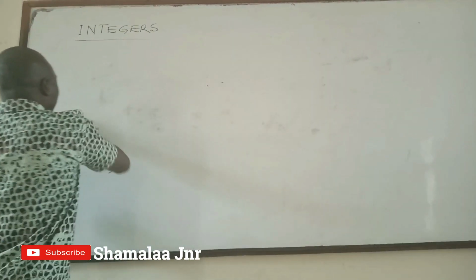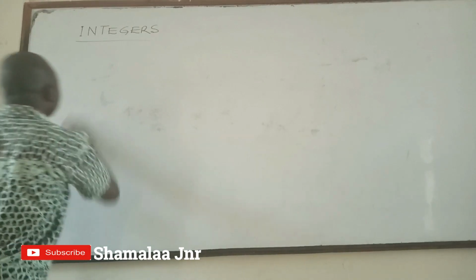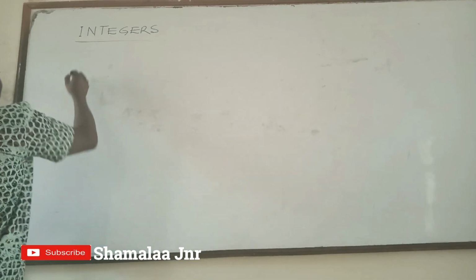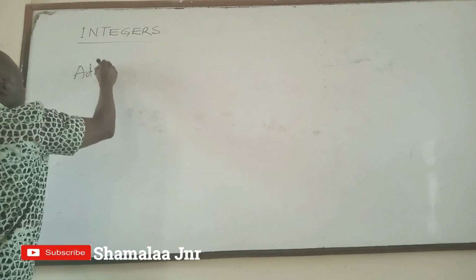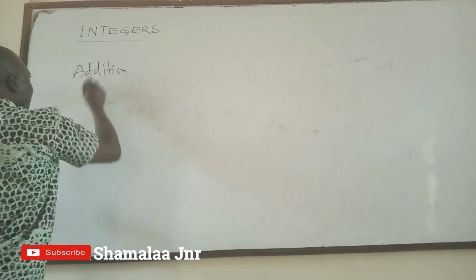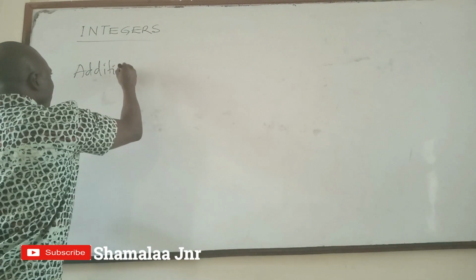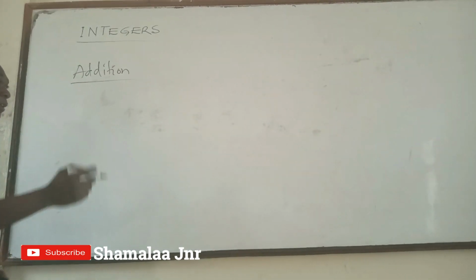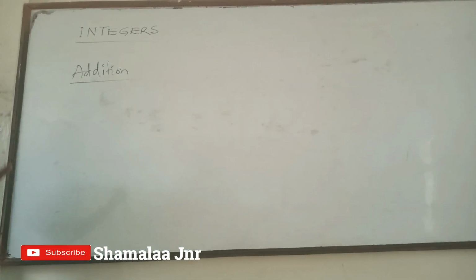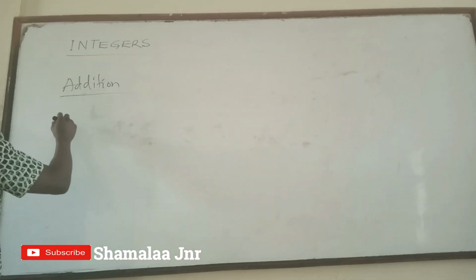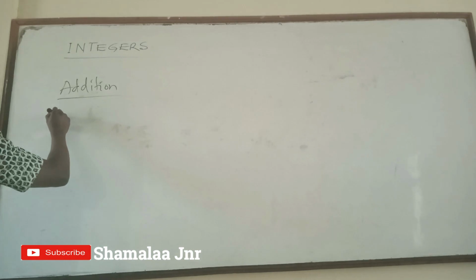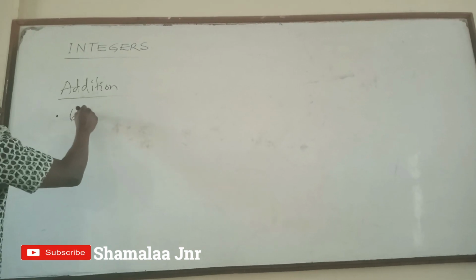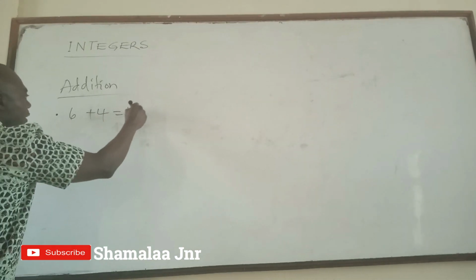Now, let's look at some of these things. Let's look at addition of integers. As I've already indicated, this video is for beginners of mathematics. When you have something like 6 plus 4, straight away you can say this is 10.